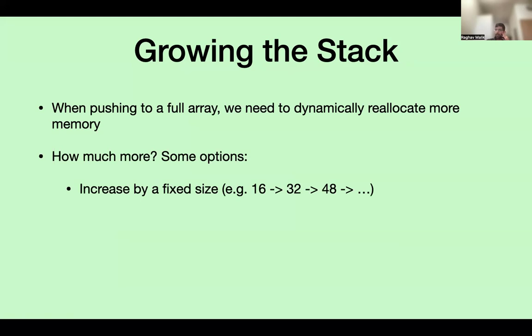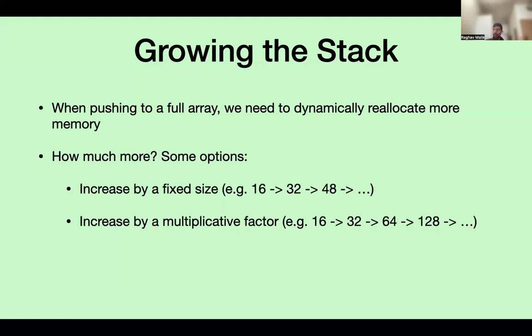We could increase by a fixed size every time. So I could start by allocating a block of 16 elements. And then when that overflows, I can allocate 32 elements and copy the 16 over. When that overflows, I can allocate 48 and copy the 32 over. And so every time I allocate 16 more elements.